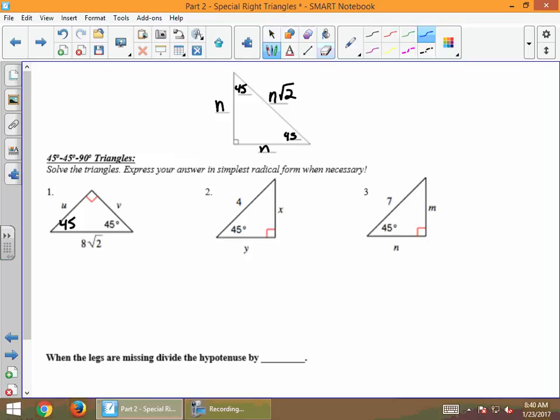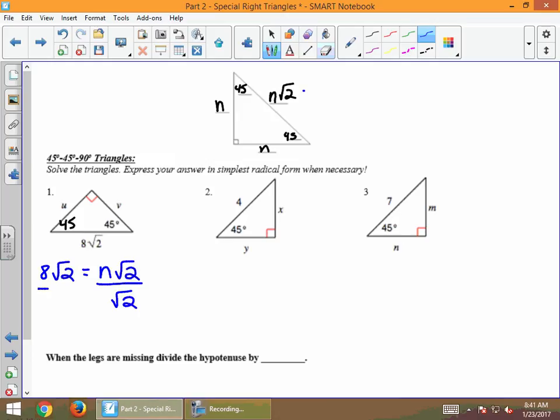So I'm going to write it down. 8 radical 2. Okay, 8 radical 2 is our hypotenuse. You're going to look at your diagram, and you're going to set that equal to whatever is written in that same spot in your diagram. So 8 radical 2 is the hypotenuse. Go to that diagram, and n radical 2 is the hypotenuse. So set them equal. And then you're just going to solve for n, and whatever you get as your answer, that's going to be what your legs are.